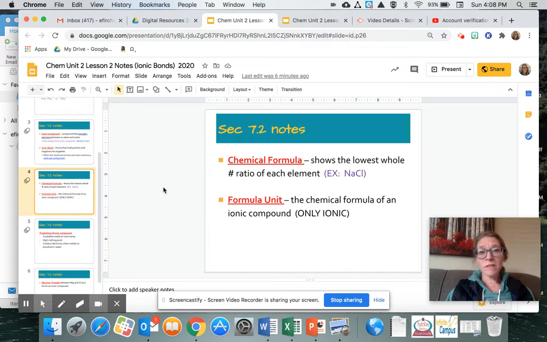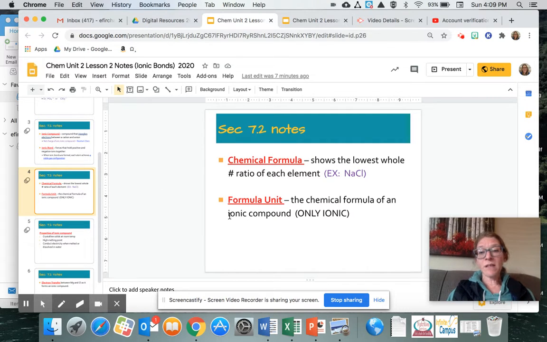A few more terms that you'll see. A chemical formula shows the lowest whole number ratio of each element. So NaCl. In that compound, you would have 1 sodium and 1 chlorine atom. H2O, you have 2 hydrogens and 1 oxygen. So those are chemical formulas.